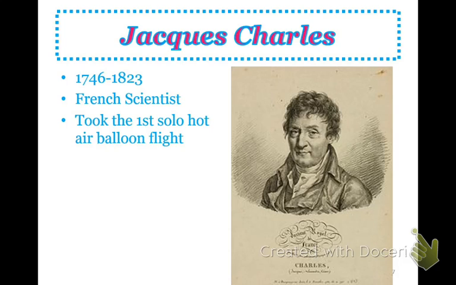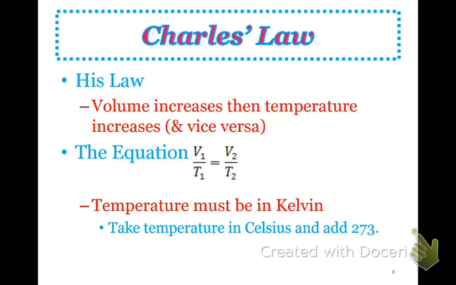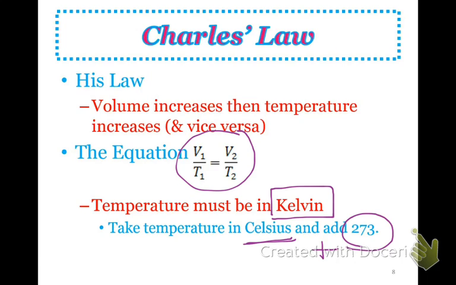He was also famous, of course, for his gas law, which was this equation here, which is V1 over T1 equals V2 over T2. And basically he said that if you have a volume of gas and it goes up, then the temperature also goes up. Now the big thing with Charles' law is that the temperatures must be in kelvins, which means that if you have a Celsius temperature, you must add the 273 to it. And of course we've already done that this year, so you should feel somewhat comfortable with that.